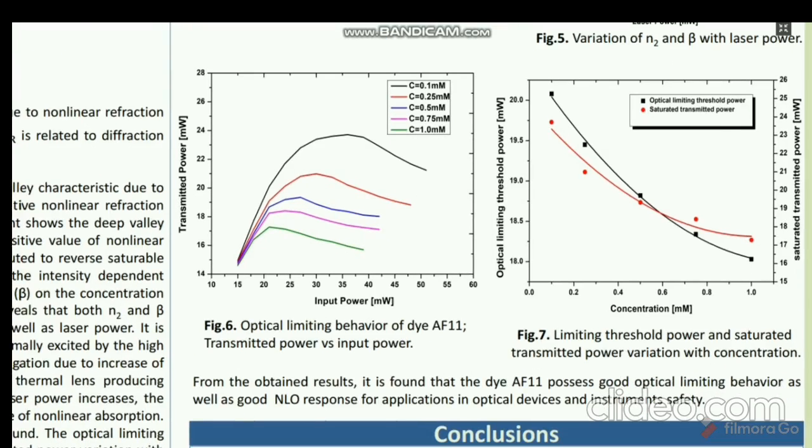So, from the above results, we can say that our dye AF11 possesses good nonlinear behavior as well as good optical limiting nature.